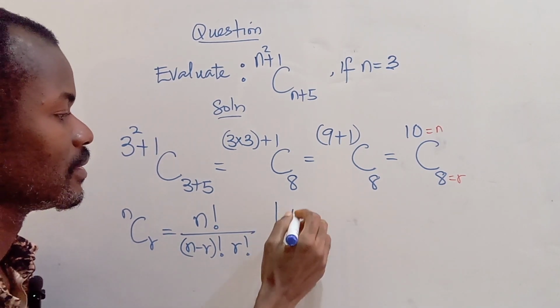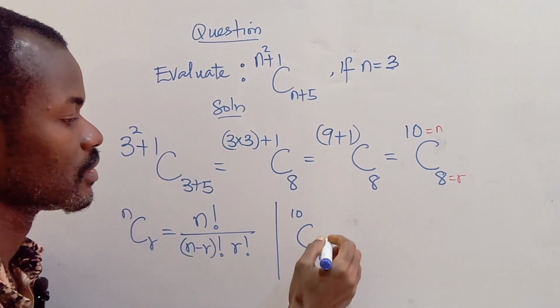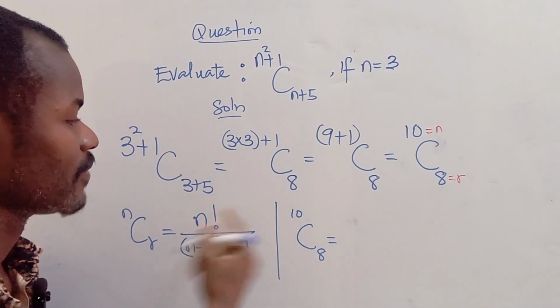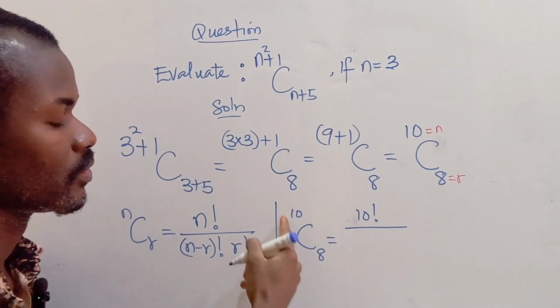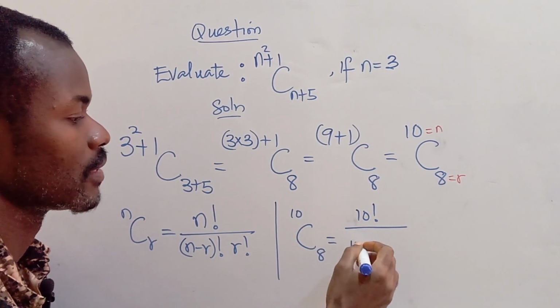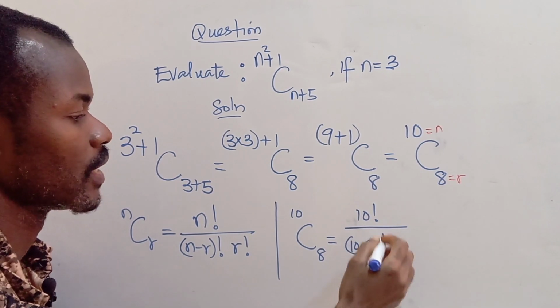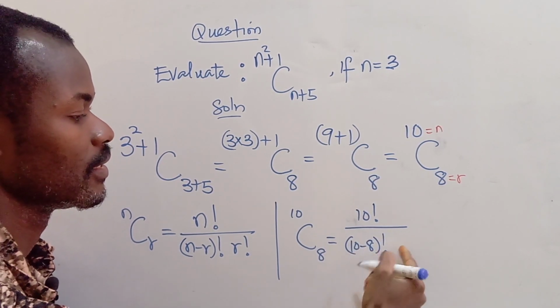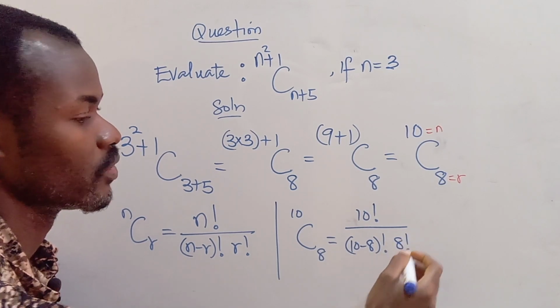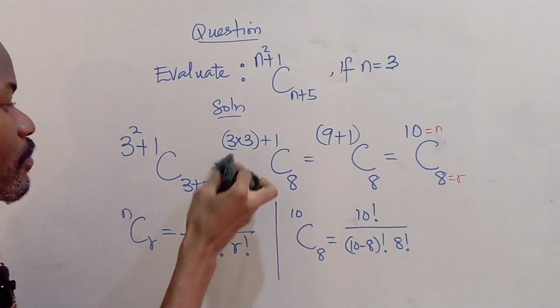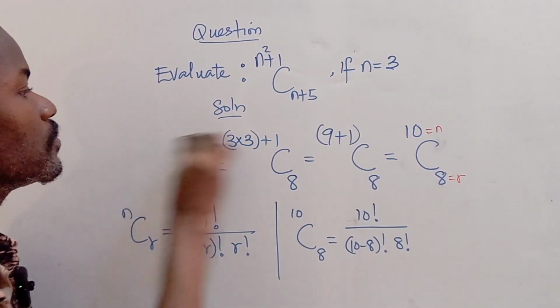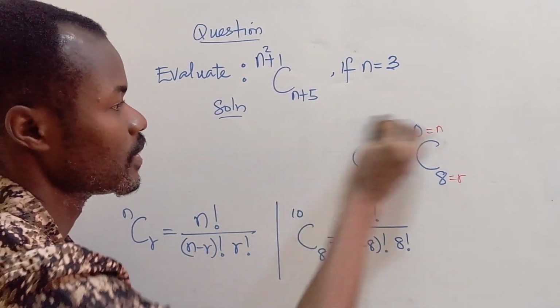So our 10 combination 8 is going to be 10 factorial divided by 10 minus 8 factorial, times 8 factorial. Alright. So we can now simplify that further.